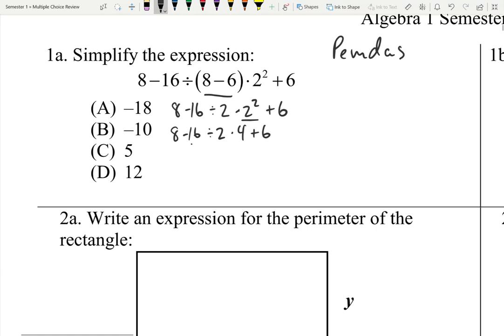And now we need to divide next. Even though multiplication comes before division in PEMDAS, they're the same operation, so we work from left to right. So this is 8 minus 8 times 4 plus 6. Then we're going to multiply. So 8 minus 32 plus 6. 8 minus 32 is negative 24, plus 6 is negative 18.